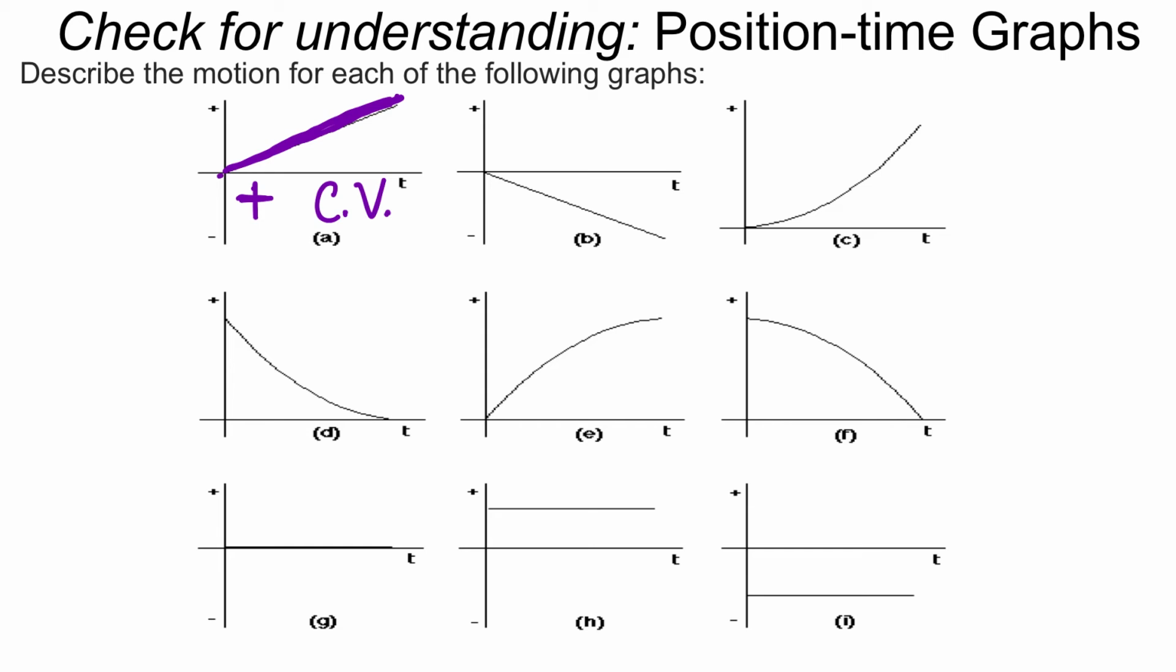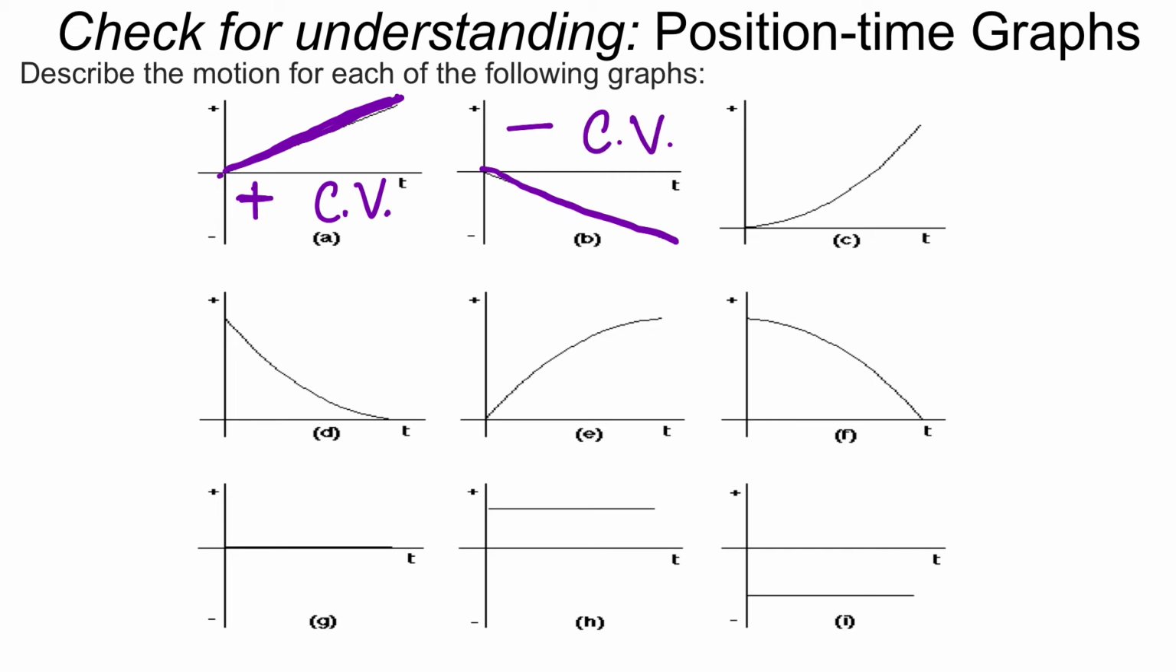For the second graph, to determine whether it's going positive or negative direction, we're looking at which way our line is sloped. So in this case, our diagonal line is sloping downwards, meaning it's going to go in the negative direction. It's also a diagonal line, so just like graph A, that means it's going at a constant velocity the whole time.